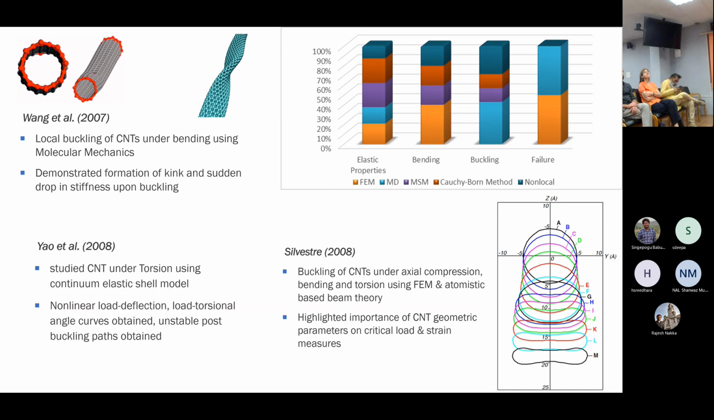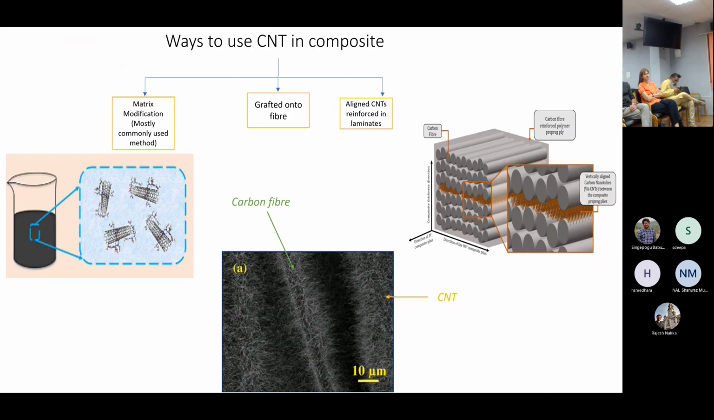So this is an estimate of the kind of modeling methods which have been used to study the elastic properties, bending, buckling, and failure. We can see that a lot of work has been done using molecular dynamics, molecular structural mechanics, and FEM. And few works now are involving non-local models as well. But again, in buckling and failure models, there is less contribution from the classical approaches or the non-local approaches. So there is a literature gap there.